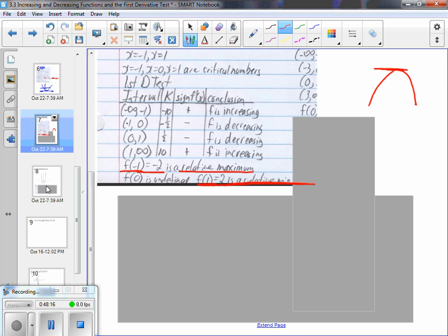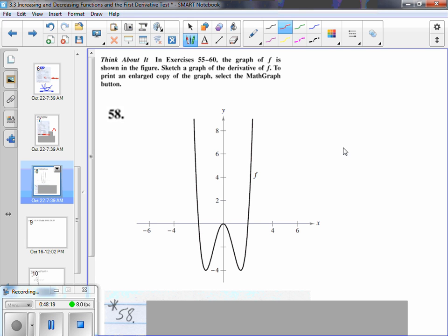All right, let's try to get this last example in. Think about it, okay? Number 58. The graph of f is shown. Sketch a graph of the derivative of f. Okay, I can do that. Let's do that. So sketch that very quickly on your paper. We've done problems like this before, haven't we? Where I would give you f and say graph the derivative. So get f on your paper. All right.